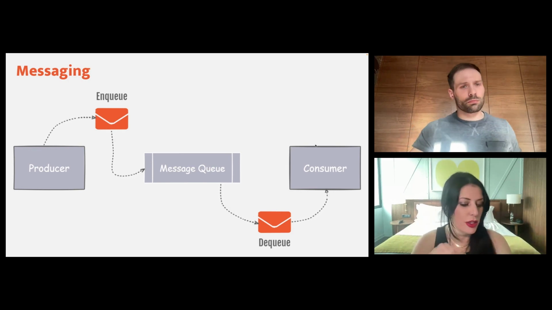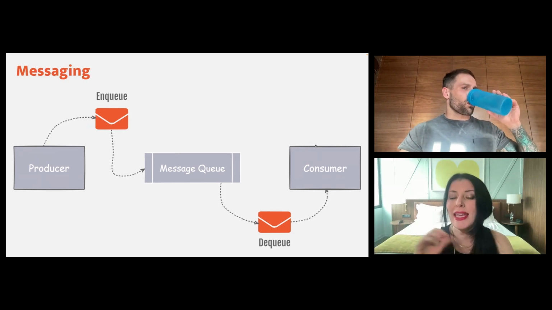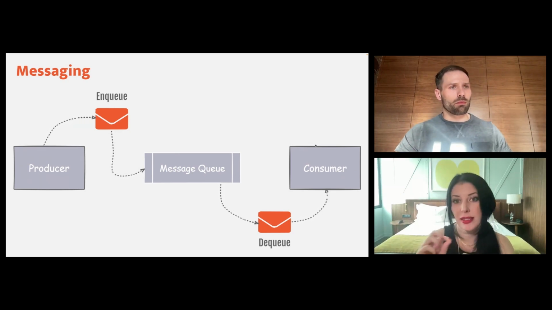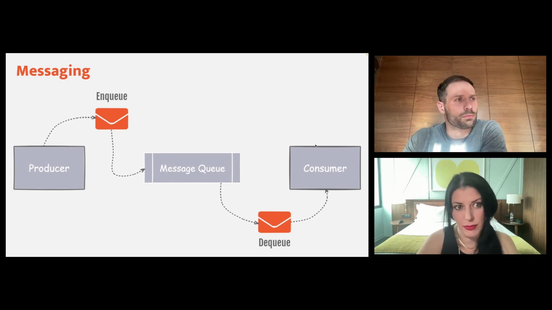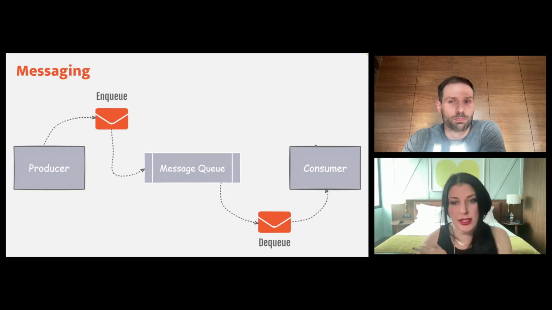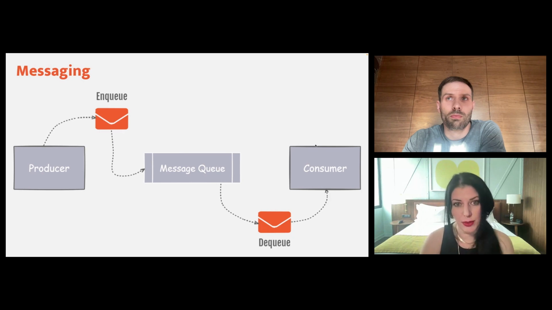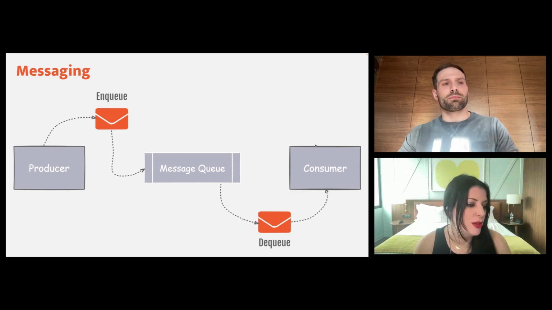We add a message to the queue, and then our consumer or consumers can come along in their own time. That's what makes it asynchronous, and get the message that is relevant to them when they want it. And then they dequeue it and do whatever they need to do with it. So this is a fantastic, highly scalable way of doing things. So definitely something that you'll need to know about.